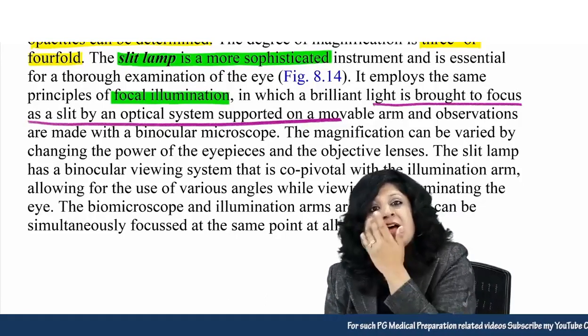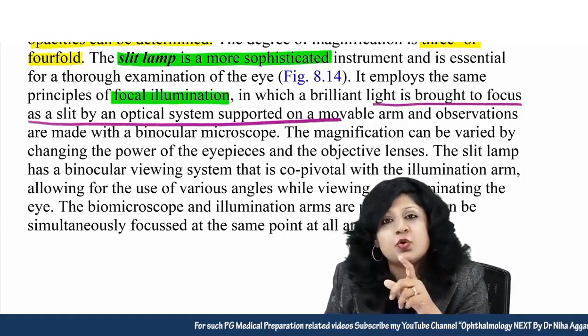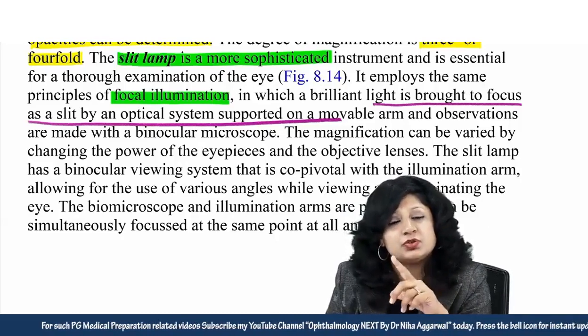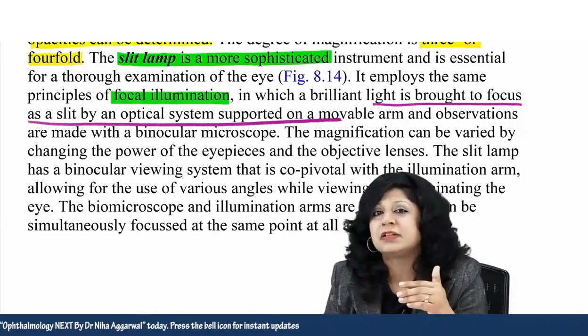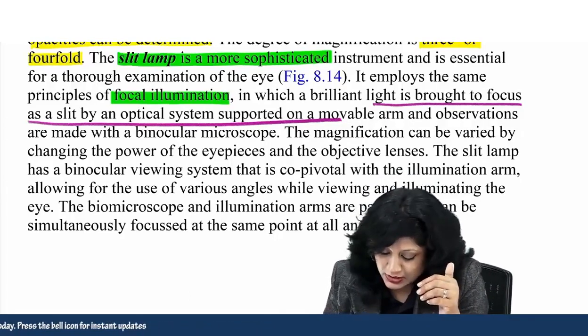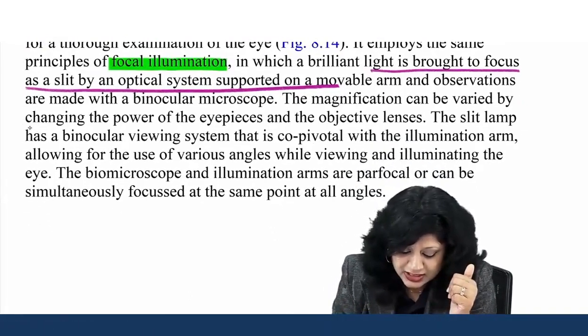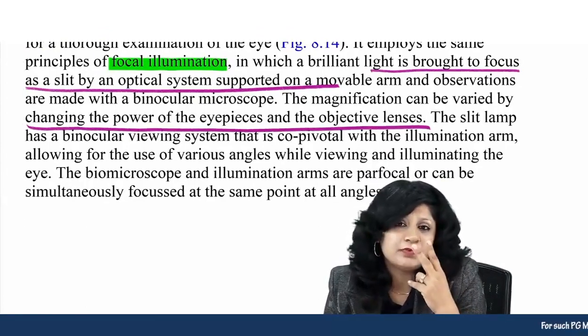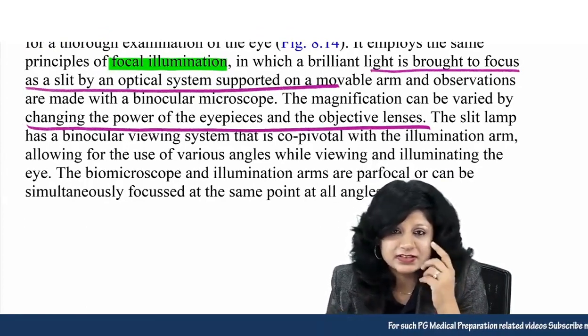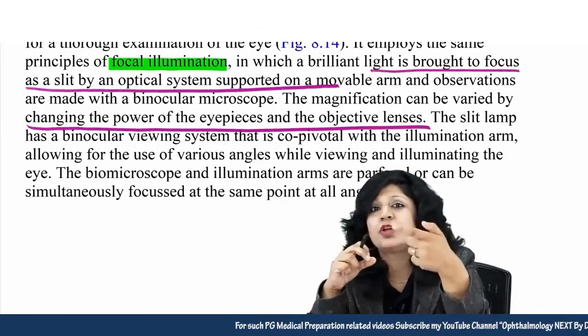And I have already made one separate video over the slit lamp examination. So if you are interested, you can go through that. The different details of slit lamp examination have been covered there also. The magnification can be varied by changing the power of the eyepieces and the objective lenses. So there I have got two types of lenses: one is your eyepieces that we are focusing on, and then we have got the objective lenses.